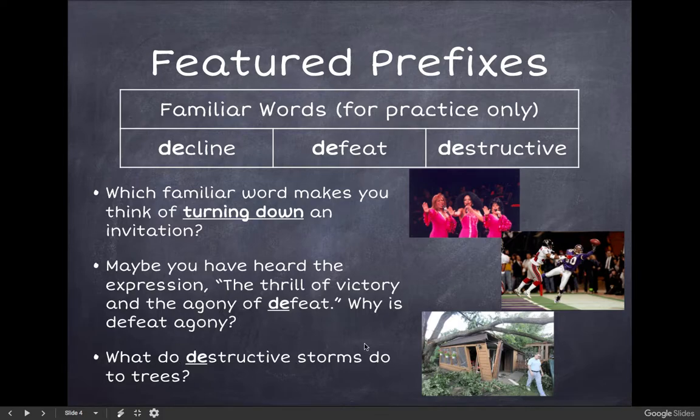And then what do destructive storms do to trees? Well, they're destructive, so they bring them down, or they lower them. In this case, it was lowered on top of the house.